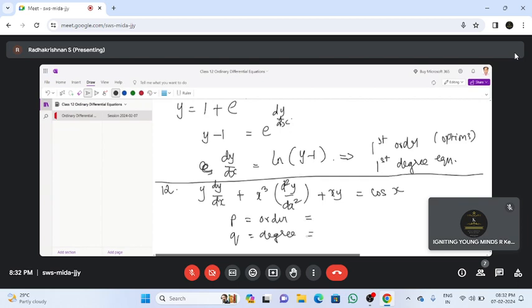So what is the order of this expression? 2, sir. Degree? 1, sir. So we can easily see that this is a very easy problem. P equal to 2 and Q equal to 1. Then you have to choose which option: P less than Q, P equal to Q, P greater than Q, or P exists and Q does not exist. P greater than Q, option 3.